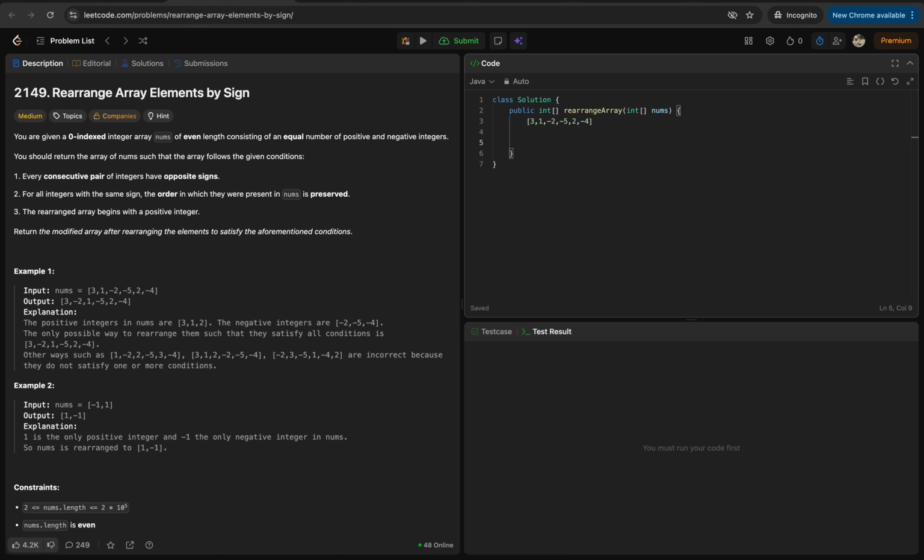The brute force approach for this would be that we take 2 more arrays of size n by 2. We'll take a positive array, and we'll take a negative array, and we'll store all the elements. We'll iterate over this, store all the positive elements like 3, 1, 2, that's it. And in this we will store all the negative elements, minus 2, minus 5, and minus 4. Then we'll start iterating over both the arrays, and we'll start filling this array.